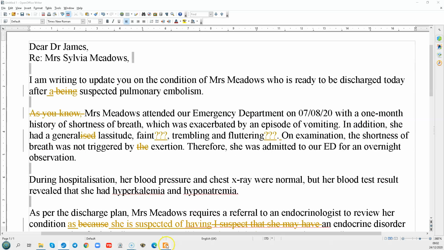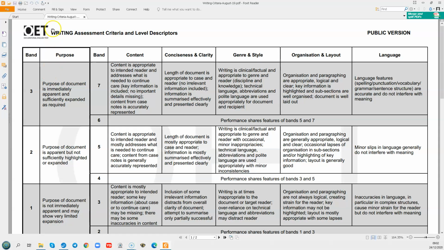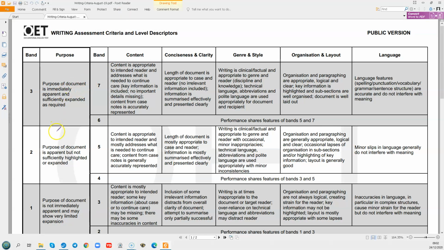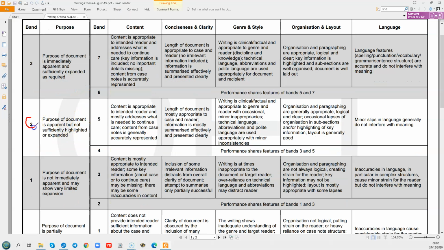So, not too bad. If we have a look at the criteria, the purpose, it's not very clear. I'm not really sure what you want me to do. It's not immediate. I suppose you could give it a 2 for that. Content, length of documents, is it clear? Some of it, I don't know. The language, there's some minor things here. Organisation, some lapses of organisation. I think you might be struggling to get a B here. I think more C+ is more likely that you might be getting for this particular letter.